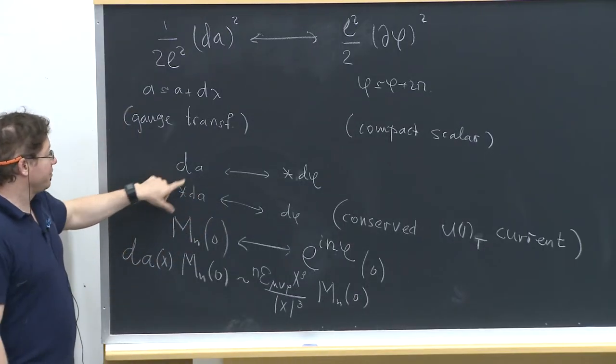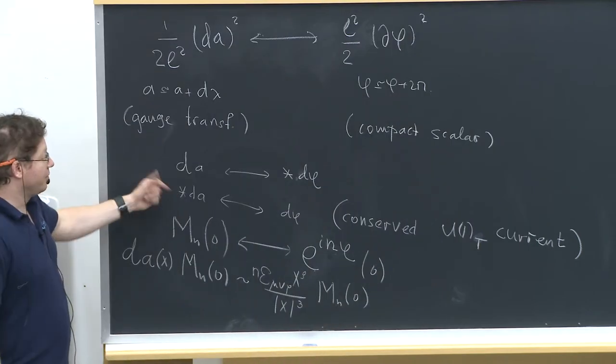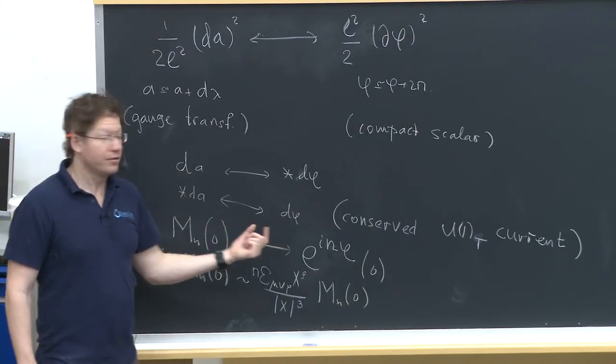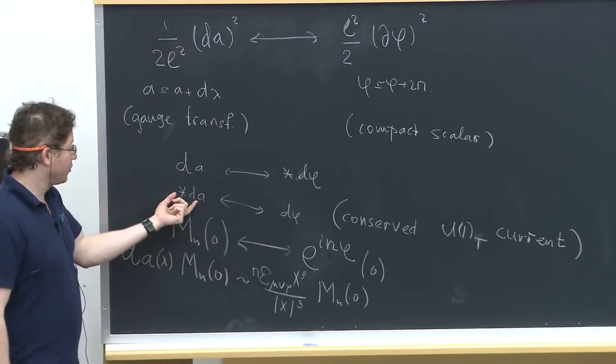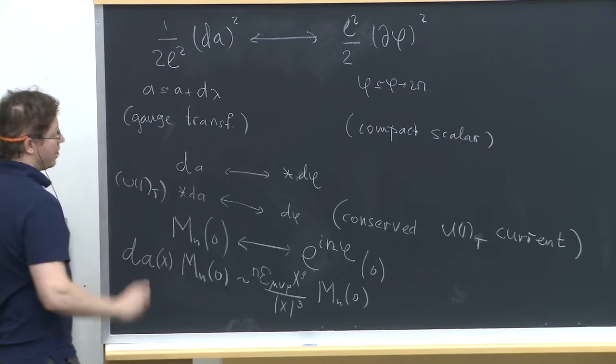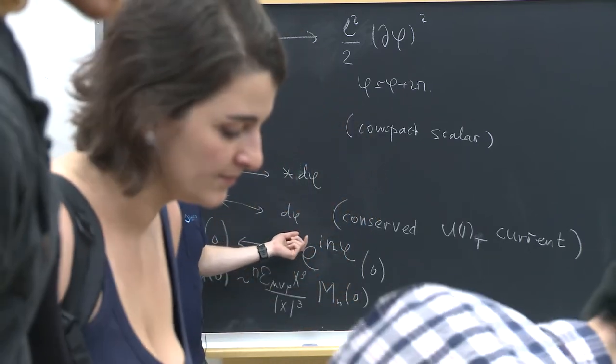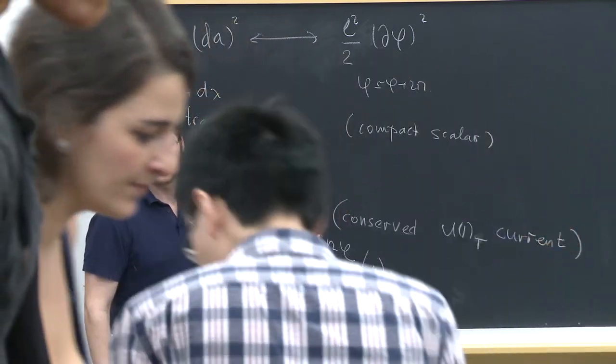And if you just dualize this equation, you get this equation, which you can interpret as a mapping between conserved currents. So this is the conserved U(1) topological current. And this is the conserved current of the free compact scalar, which is conserved by virtue of the equations of motion.